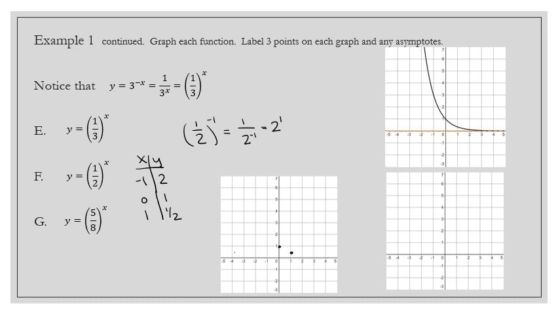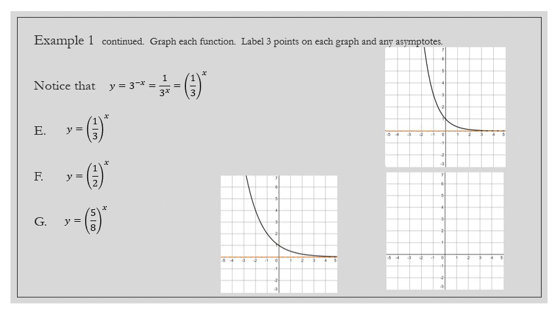Okay, so we'll plot our points here on the graph and then sketch it in. So here is our exponential decay function. Okay, and then also the horizontal asymptote. So still the line y is equal to 0 because these graphs I'm not shifting up or down any.